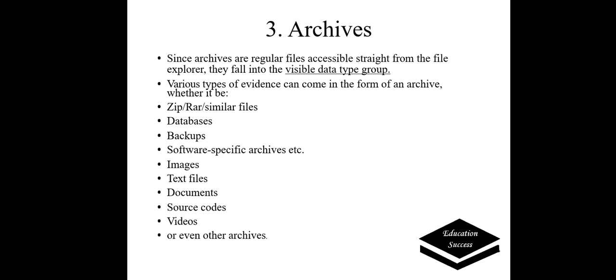Since archives are regular files accessible straight from the file explorer, they fall into the visible data type group. Various types of evidence can come in the form of an archive, where it can be a zip file, RAR file, database files, backup file, software-specific archive files, images, text files, documents, source code, videos, and even other archives.